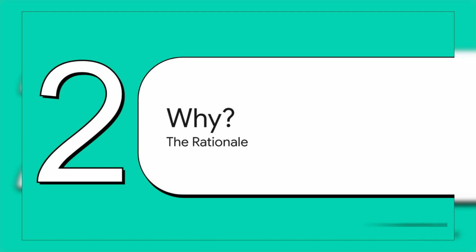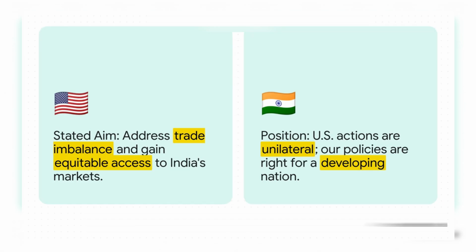Okay, so that's what happened, but now for the million-dollar question, why? Why did all of this go down in the first place? This is where it gets a little more complex. Well, to really get the why, you have to look at it from both sides, because there are two very different stories here. From the US perspective, the stated goal was to rebalance the scales. The administration's view was that there was a major trade imbalance and that American companies just weren't getting a fair shot in India's markets. So the tariffs were seen as leverage to negotiate a better deal.